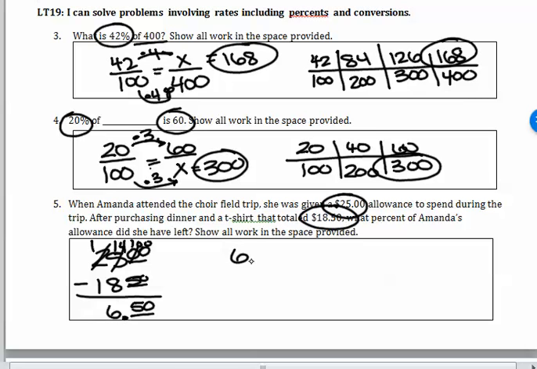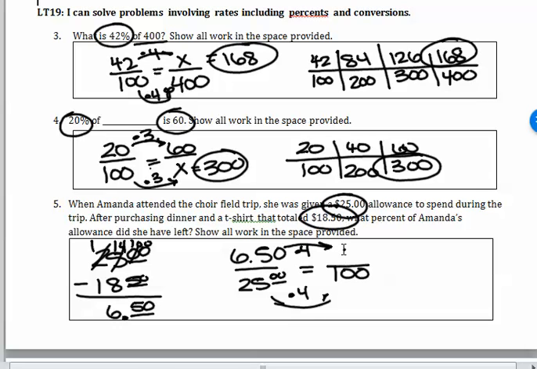So we want to change this number out of the $25 to a percent, so something out of 100. So all I have to do is divide, find the decimal, and then multiply by 100. But in this case, I could also just multiply by 4, not 2, just kidding. Because 25 times 4 gives me 100. So 6.50 times 4 gives me 26, and this would be 26%. So she has 26% left over.